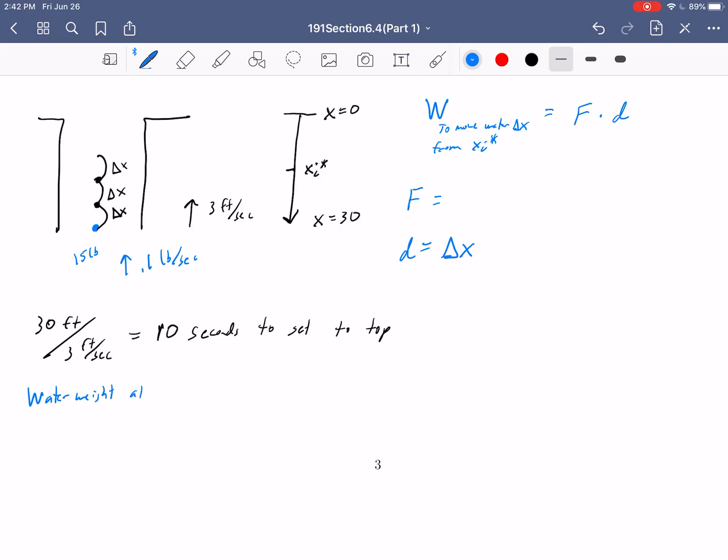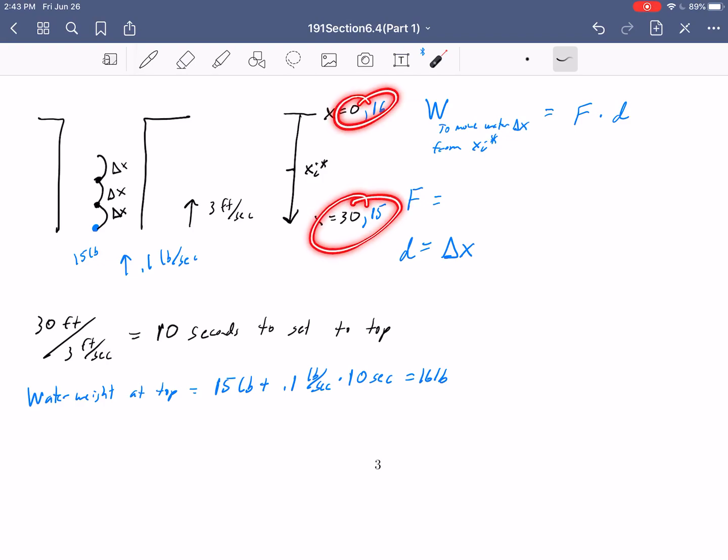Water weight at top. Well, what is that going to be? It's going to be the 15 pounds that was initially there, plus 0.1 pounds per second times the 10 seconds that it's going to take, which is going to be 16 pounds. So we've got 16 pounds at the top. Let's think about those as points. We've got this nice axis, so we can think about this as (30, 15) and (0, 16). When x is 30, our water is 15, and when x is 0, our water is 16.